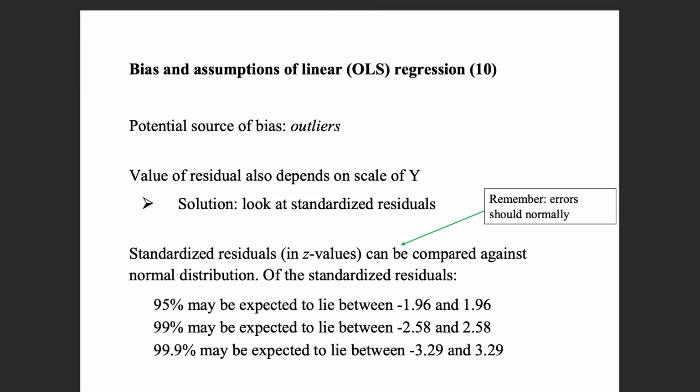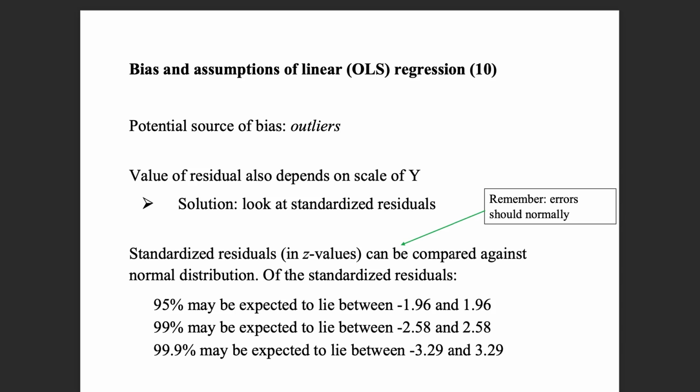And again, using our knowledge of the standard normal distribution, we can say that 99.9% may be expected to lie within the interval of, rounded again, minus 3.29 and positive 3.29, because we can show mathematically that these are the two values which capture 99.9% of the standard normal distribution. So that's quite useful.